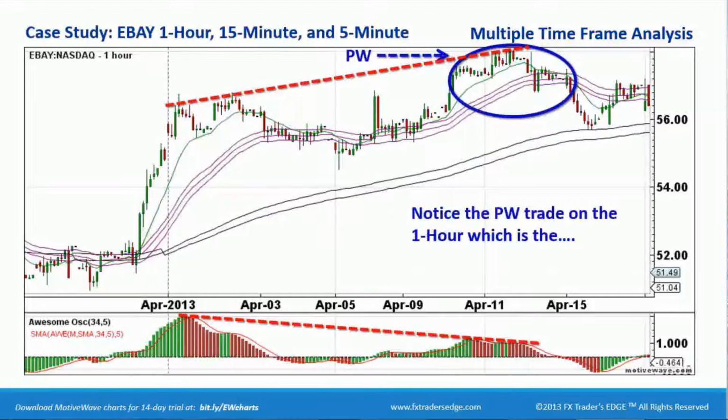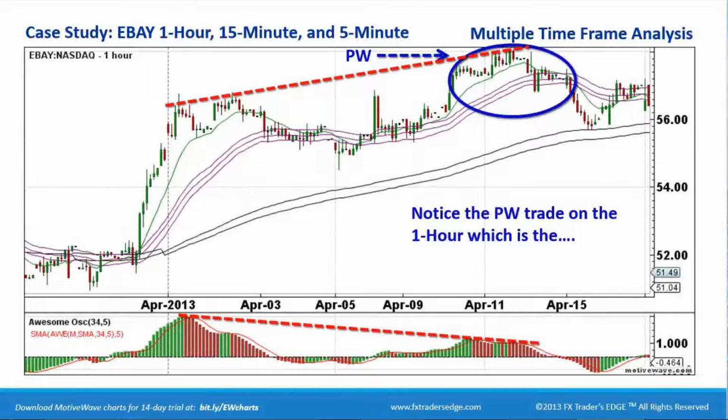In this case study of eBay, we look at a day trader's time frames: the 1-hour, the 15-minute, and 5-minute charts. Here is a 1-hour chart of eBay with the wavy tunnel setup. The PW trade is evident on this time frame. Let's review the trade setup conditions again for the PW trade.